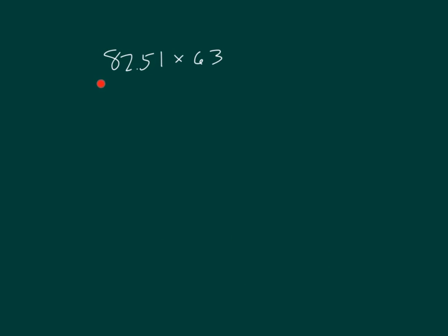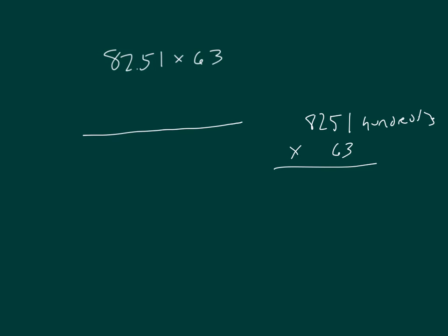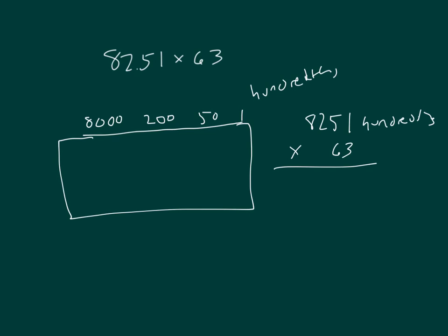One last problem, 82 and 51 hundredths times 63. Well, we're going to change that to 8,251 hundredths times 63. Two whole numbers. So our area model, the way that would look, is that we would have 8,251 hundredths times 63. Take that apart and continue drawing my area model.